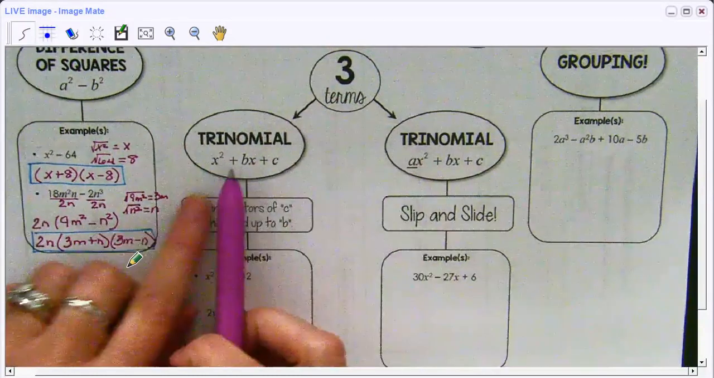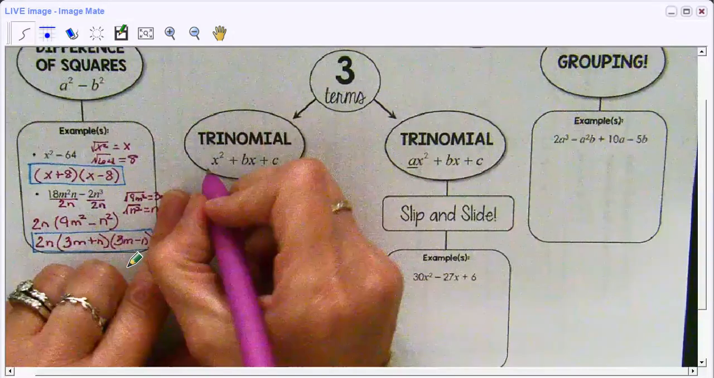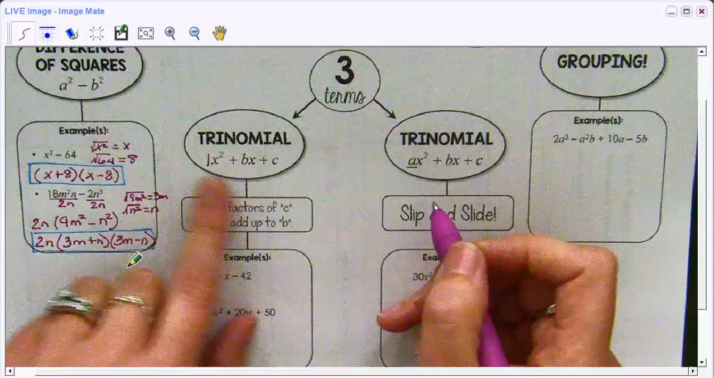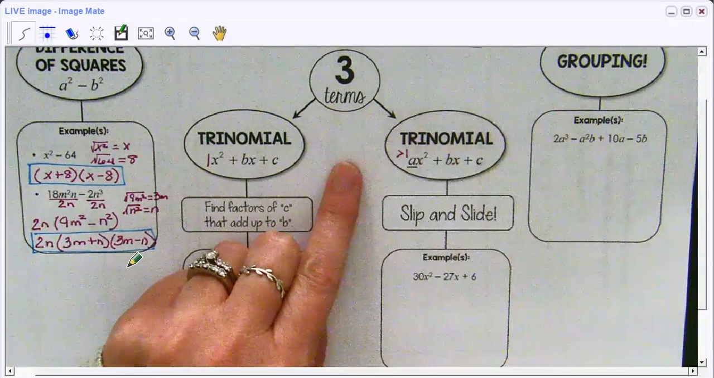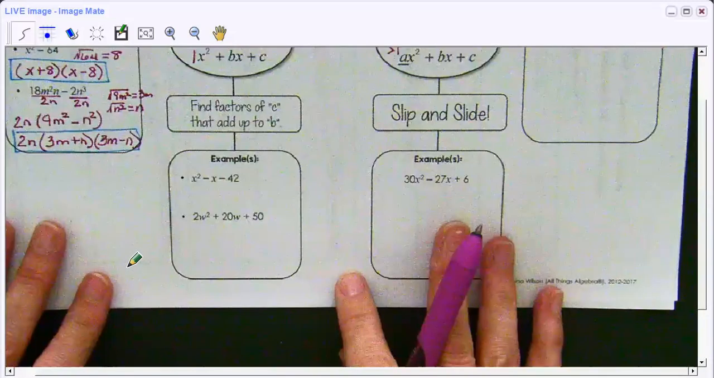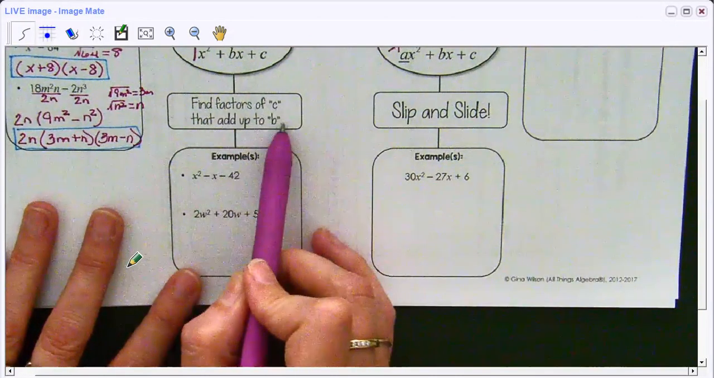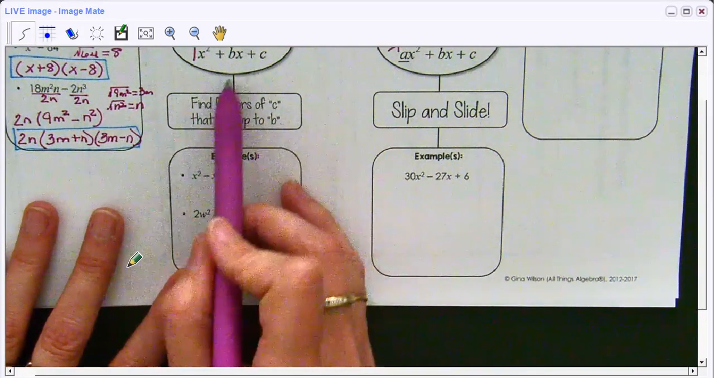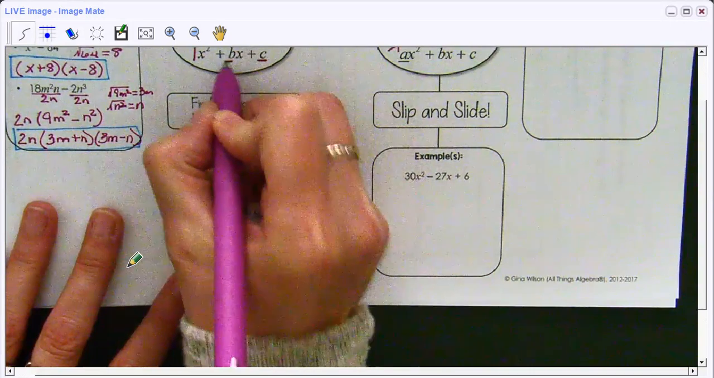Okay. All right. Now, the next set is if you have three terms. The first one is a regular trinomial where your coefficient is 1 here, and over here is when your coefficient is greater than 1. Okay. So let's look at this one first. It says find factors of C that add up to B. Do you know where they're getting those terms? Yeah, from the equation up here. Factors of C that add up to B.